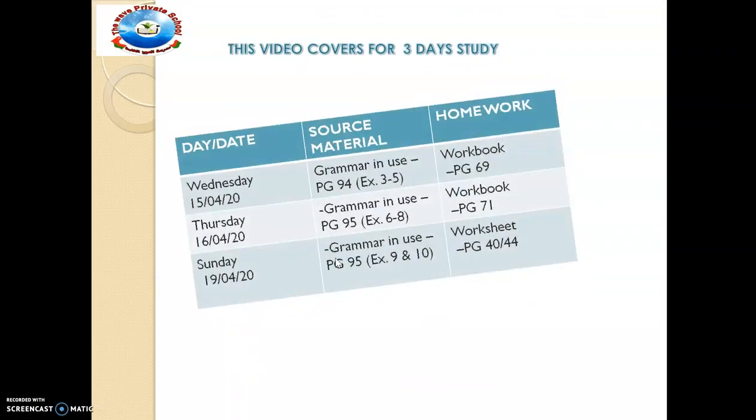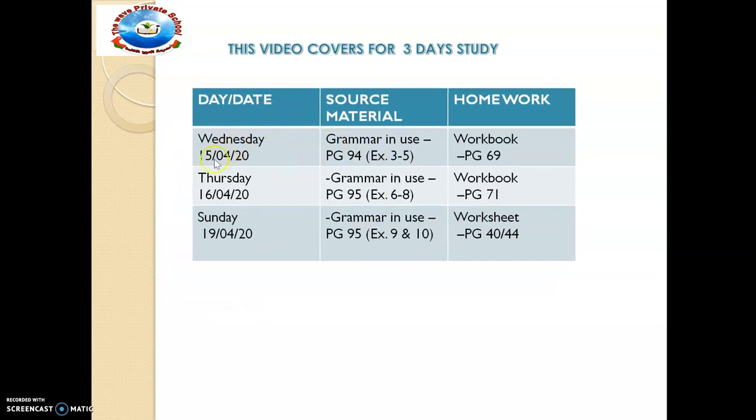From Wednesday, 15th of April, we'll be discussing grammar in use, page 94, exercise 3 to 5. And for Thursday and for Sunday, these are things we are going to be discussing. And for each day, this is your homework. Please endeavor to do your homework.